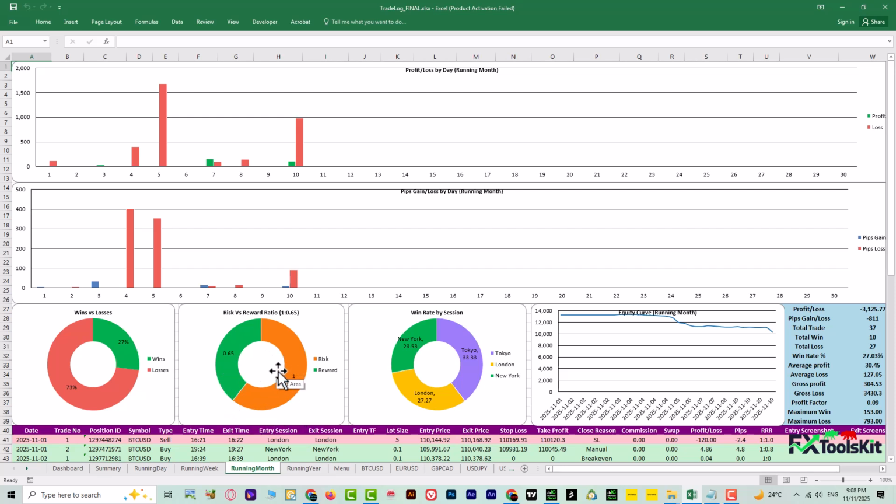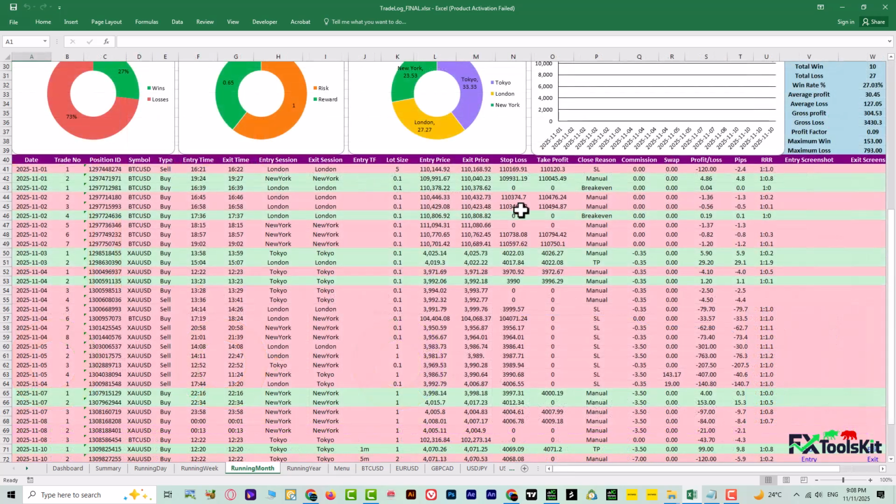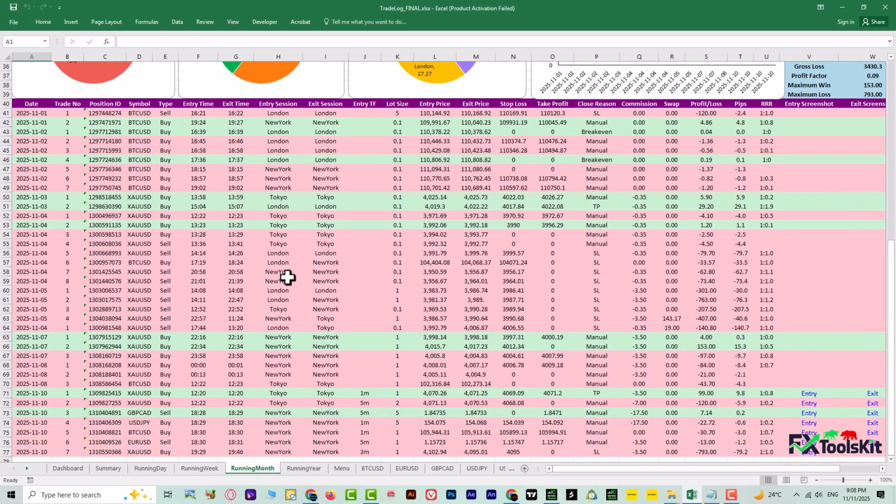In win rate by session, based on your total trades, it will show the percentages by session and which session you win the most. In the equity curve of running month, it shows data based on your running month trades. Here it shows some other information based on your running month trades. Here it will show all your trades for the running month. You can check those trades in detail.